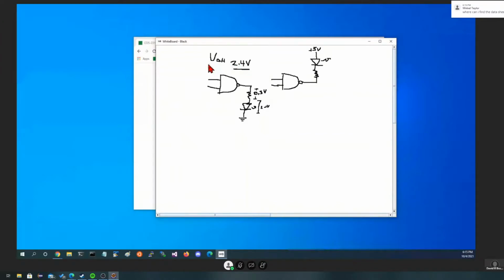Right. Now, the other thing we need to know is when it's high, how much current can we supply out of an output? Look it up, put your hand up if you know the answer to that one.